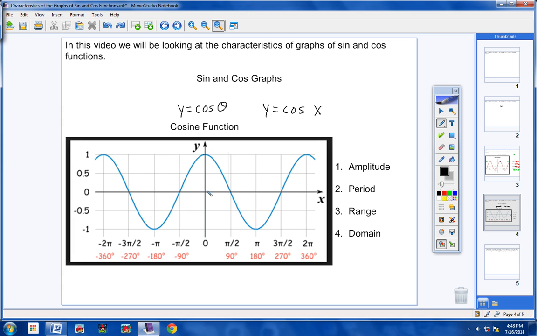First of all, this would be 0 here, and then down here we have 90, and then 180, and then 270, and then 360. And over here, negative 90, negative 180, so on and so forth.